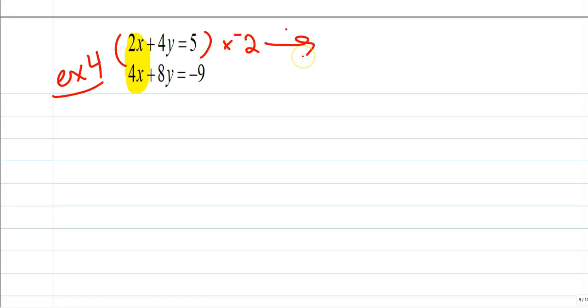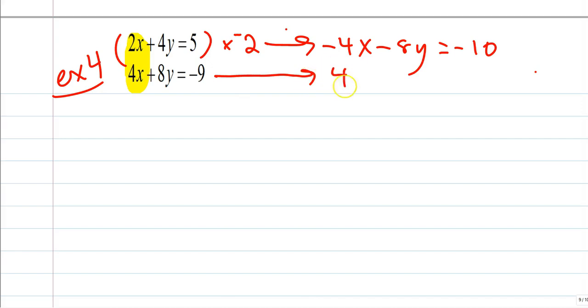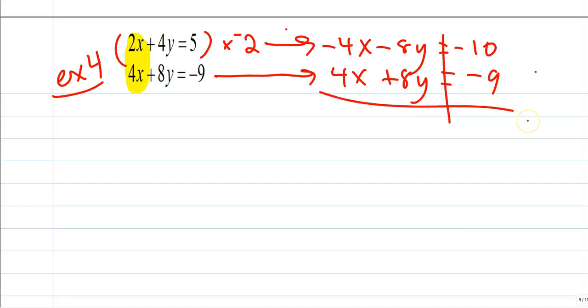All right, so what's that going to do here? That's going to make that 2x into a negative 4x, the 4y into a negative 8y, and that 5 into a negative 10. The second one I didn't need to change. It was perfect just the way it was. But things start to get weird, right? Our goal was for the x's to cancel. Good news is, negative 4 and positive 4 cancel. What's a little weird is it also did the y's, right?